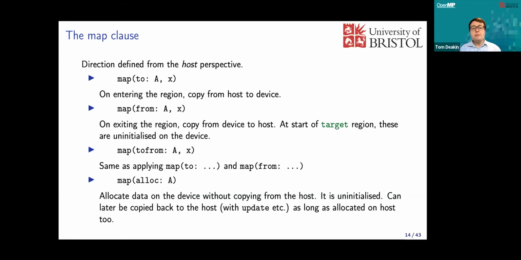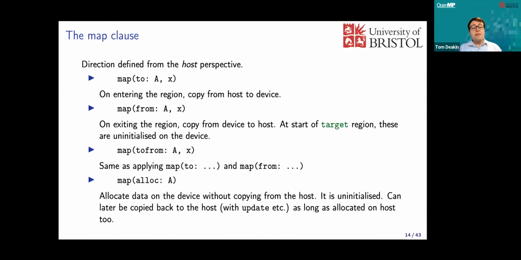So as well as specifying the variables in this comma separated list, we can also specify this tag just beforehand with the colon, and this specifies the direction of the transfer. So let's have a look at map to. Map to, let's say we've got A and X. This means that on entering that target region, the array A and the scalar X are going to be copied to the device. So from the host to the device, and that's at the start of the region.